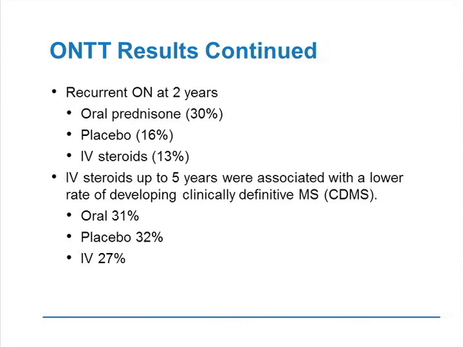If we look at 5 years and which patients went on to develop a second attack, any second demyelinating attack, patients in the IV steroid group were also less likely to develop a second attack, or what we would call clinically definite MS, CDMS. And so in the IV steroid group, 27% went on to develop clinically definite MS versus 31% in the oral steroid arm and 32% in the placebo arm.